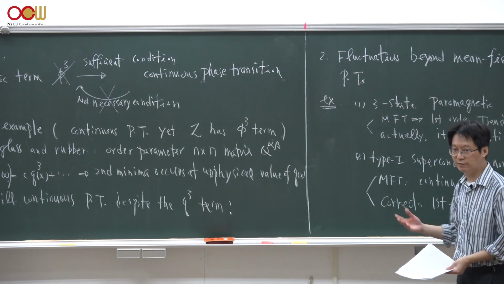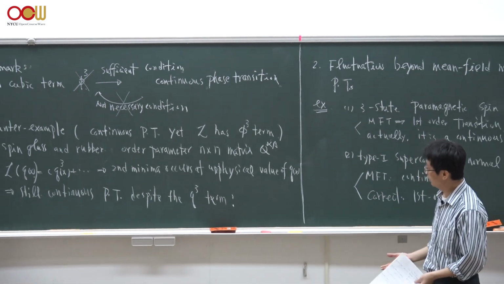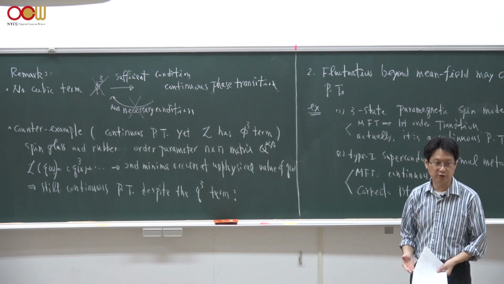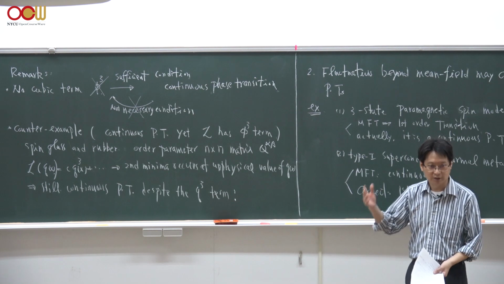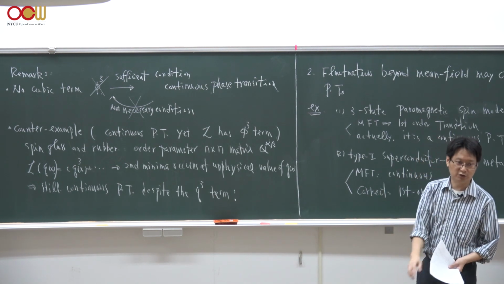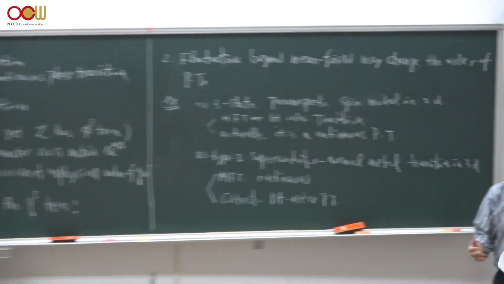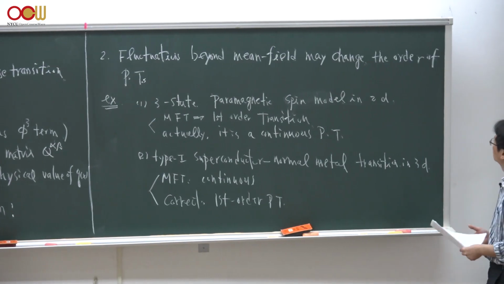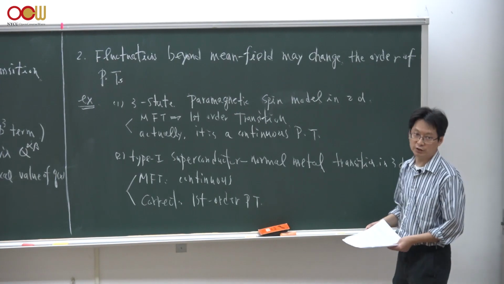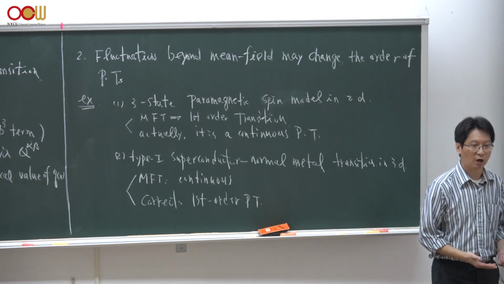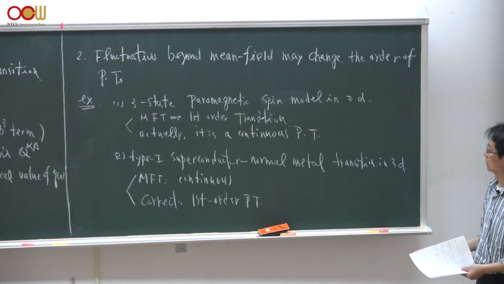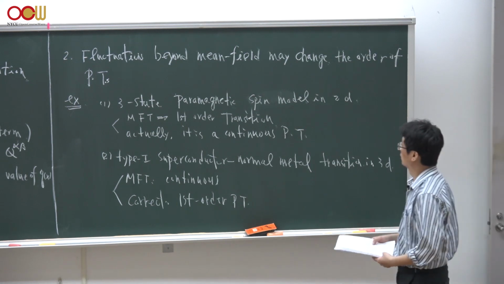Okay? So having the cubic term does not imply that the transition is first order, but without the cubic term, it is for sure a continuous transition. And the second remark is that we ignore the fluctuations beyond the mean field theory, and the fluctuations may change the nature, the order of the phase transition, in ways that we didn't expect.